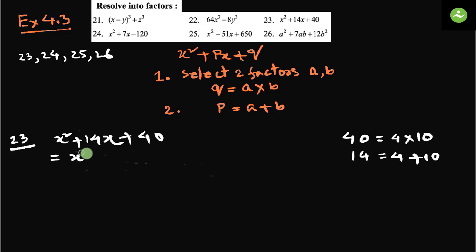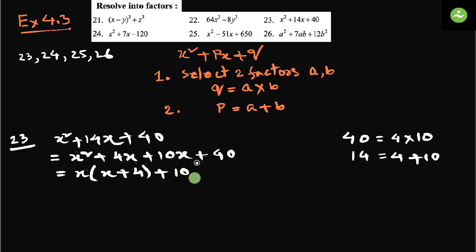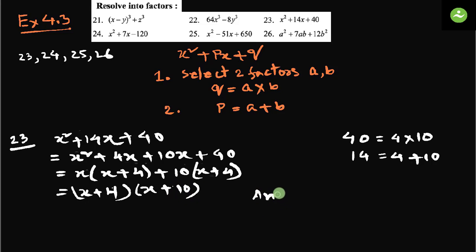Equals x square plus 4x plus 10x plus 40 equals, if we take x common, x plus 4, plus 10 common, x plus 4. The factors should be x plus 4 into x plus 10. The answer, x plus 4 into x plus 10.